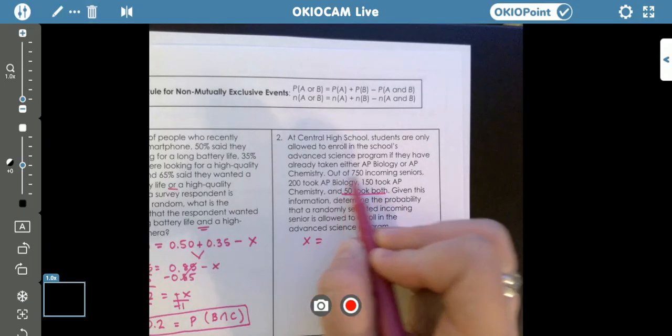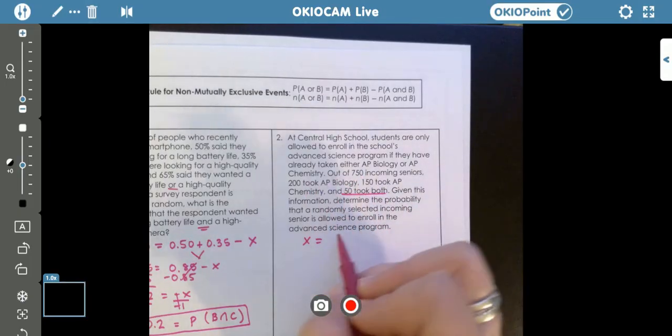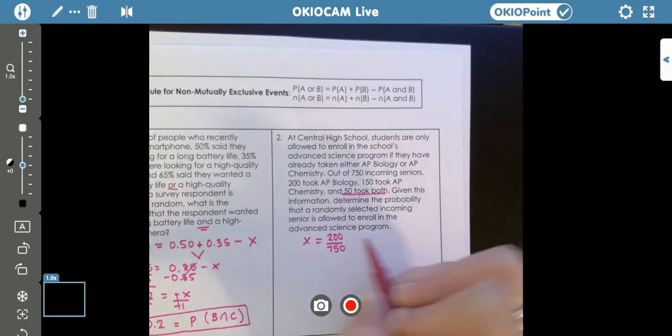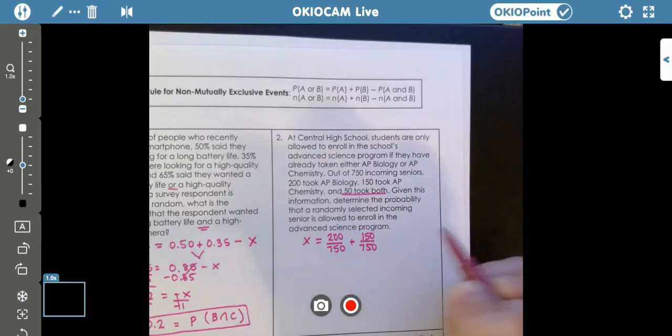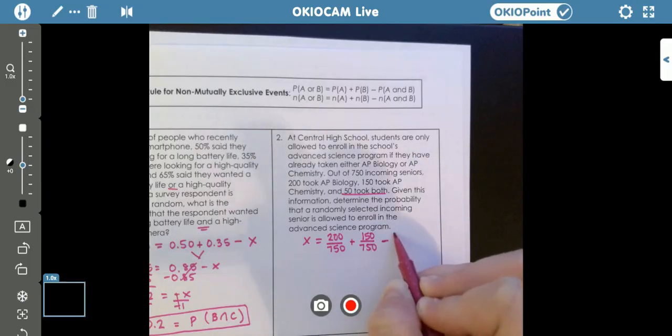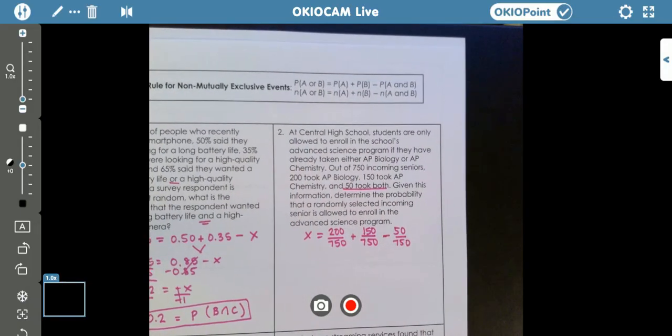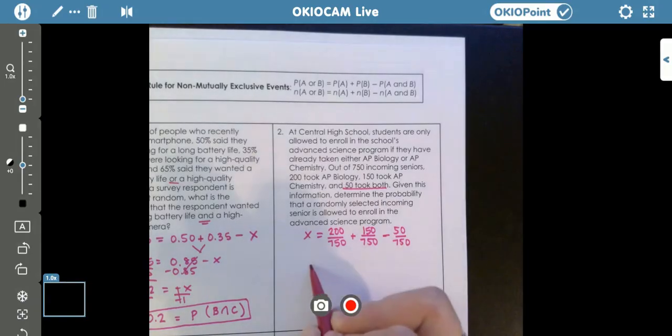So we have out of 750, 200 took AP Bio, so 200 out of 750, plus my 150 who took AP Chemistry out of 750, minus my 50 who took both. So one plus the other minus both. All right, and if I just type that into my calculator, I'm going to end up with 2/5.